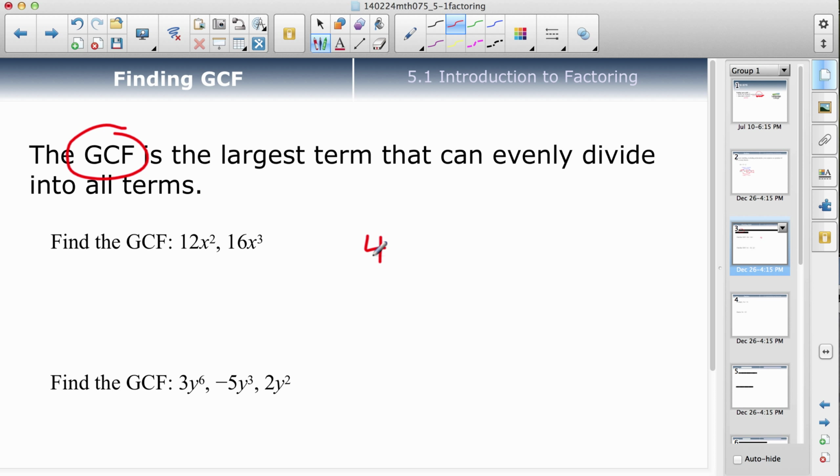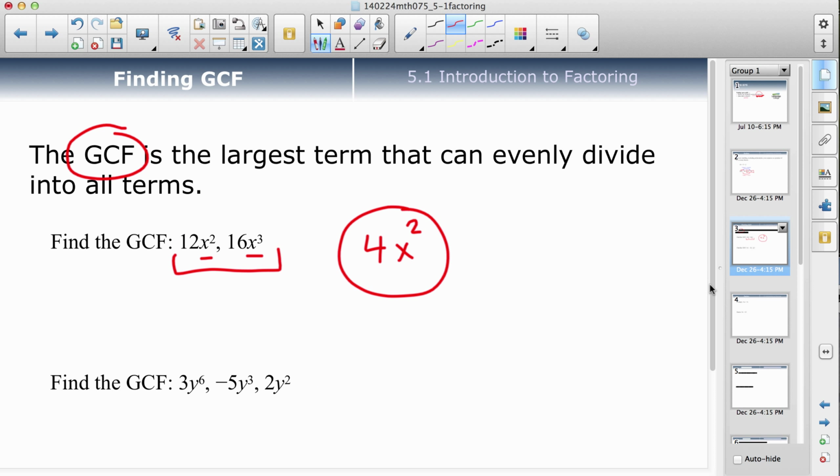So for the number, 4 would be it, and then I'll look at the letters, or the variables. All you have to do is pick basically the smallest exponent. I guess you want to pick the largest exponent that divides evenly into everything. So in this case, x squared will divide evenly into x cubed, but x cubed won't go into x squared because you don't have enough x's. So the greatest common factor would be x squared for the letters. So 4x squared would be my greatest common factor for these two.